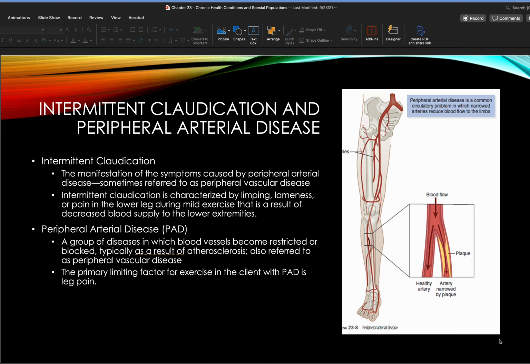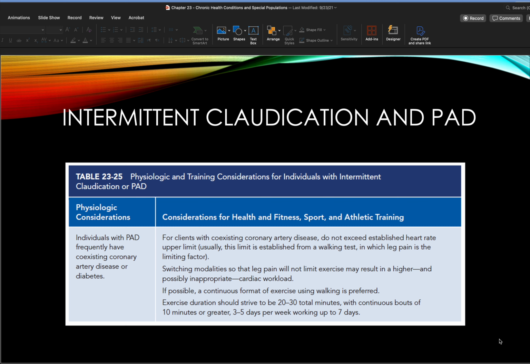All right, so it can become very challenging. And some people might have what's called peripheral arterial disease. Like it says, a group of diseases in which blood vessels become restricted or blocked, typically from atherosclerosis. And then, like I said, it's usually a factor of pain. And because of that lack of blood flow, you're really having a more challenging time getting these people to do things because they can't move.